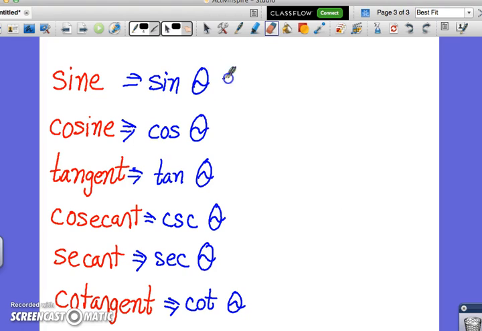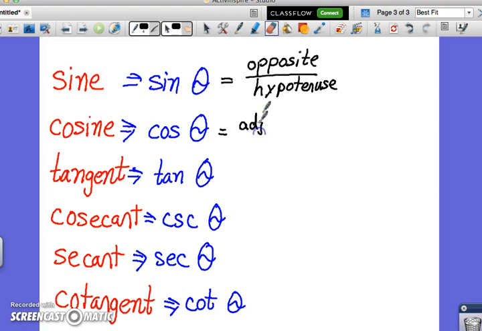So the sine of theta is going to be equal to the length of the opposite side, the length of the side that's opposite that angle, over the hypotenuse. Okay? So it's the sine of theta. When we look at that one, it's going to be the side opposite to the angle over the hypotenuse. That's what that ratio would look like. The cosine is going to be the side that's adjacent to the angle over the hypotenuse.